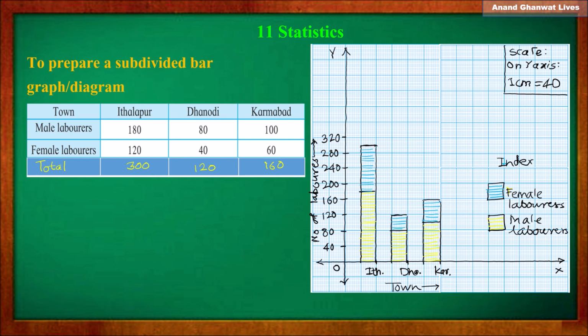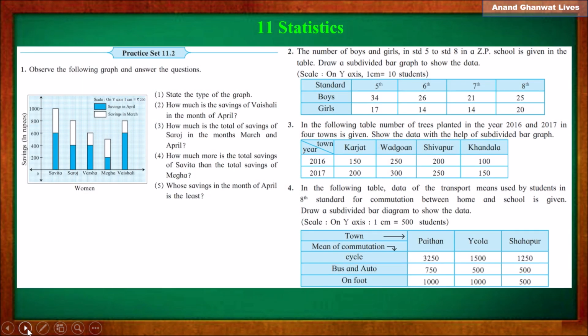Okay, so in this way we have completed this graph. I hope that you all understand how to prepare a subdivided bar graph. Okay, now after understanding, let us solve practice set 11.2. Okay, thank you.